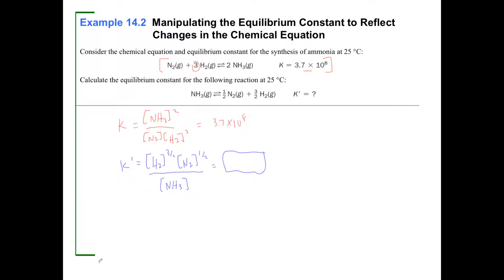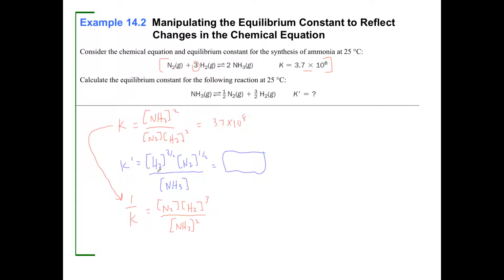So let's say for K, let's go back to red now. For K, if we take this and make it upside down, 1 over K, that's going to equal N2 H2 cubed over NH3 squared, right? Do you agree with me? You see what I did there? I flipped it. I inverted it. And now that looks more like that, right?